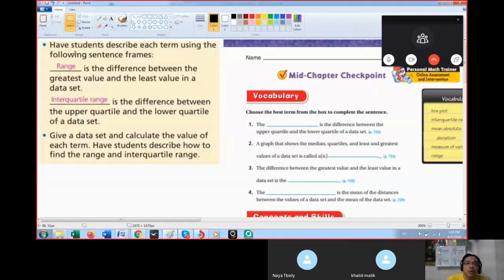Now look at the board. I would like you to look at this one because I would like you to know more about it. The range is the difference between the greatest value and the least value. As I have said, the greatest value is the maximum and the least value is the minimum. The interquartile range is the difference between the upper quartile, which is quartile 3, the median of the upper half, and the lower quartile of the data set, the median in quartile 1. Okay? So those are the differences between range and interquartile range.